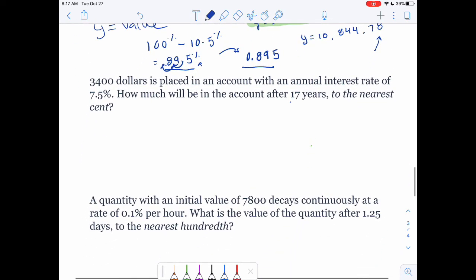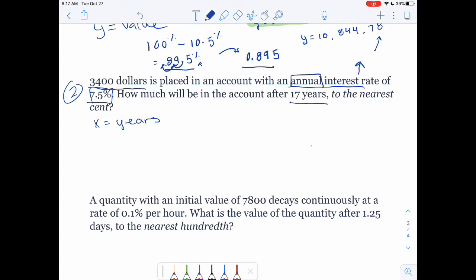Let's take a look at example number 2. $3,400 is placed in an account with an annual interest rate of 7.5%. How much will be in the account after 17 years? Annual interest rate typically means the value of the account is increasing. So let's define my variables. X is going to be the number of years, because annual means yearly, and Y equals the amount in the account.